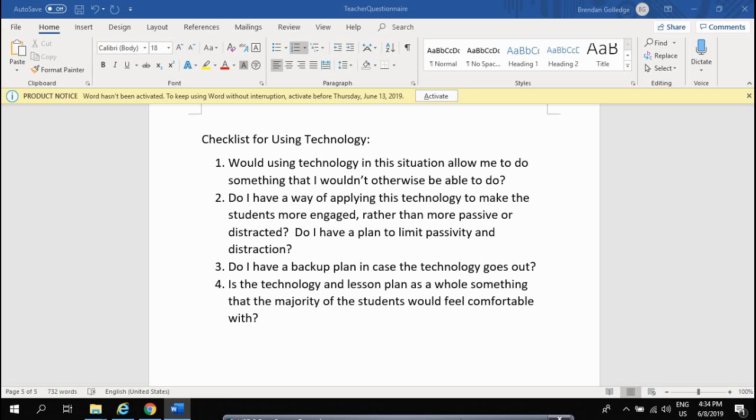And then the last thing I thought of is, is the technology and lesson plan as a whole something that the majority of students would feel comfortable with? Like, for instance, I probably wouldn't use Kahoot with a group of older adult students because they would have to use their cell phones, their smartphones, to enter the answer. And maybe it's just a stereotype, but probably a lot of old people don't know how to use smartphones very well.